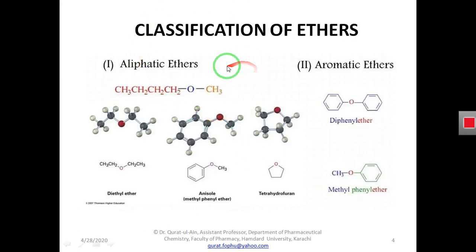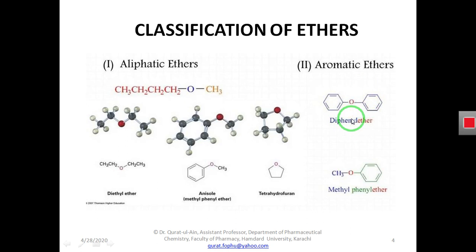So these ethers can be classified into two types. One is aliphatic ethers and the other is aromatic ethers. Aliphatic ethers are those ethers that have an open chain structure, or they may be cyclic in nature. However, aromatic ethers are always found in a ring-shaped structure.